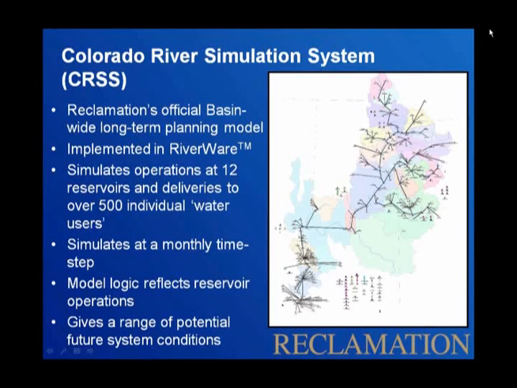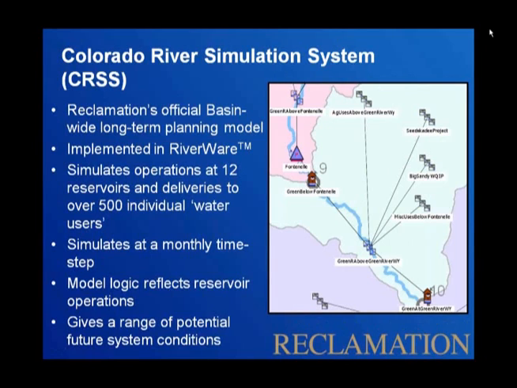CRSS simulates operations at 12 different reservoirs and then delivers water to over 500 different users throughout all of the 7 states. And it's a monthly time step model, and it's particularly strong at giving a wide range of potential future system conditions. It's not a deterministic model. Here you just see a zoomed in figure where you can actually see the layout of the model. At this particular location, it's the Fontenelle Reservoir, and then some downstream diversions from the Green River.